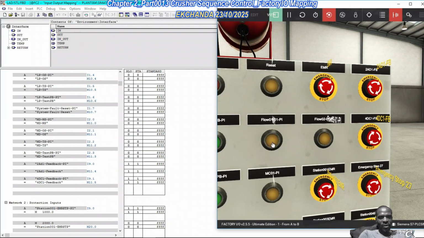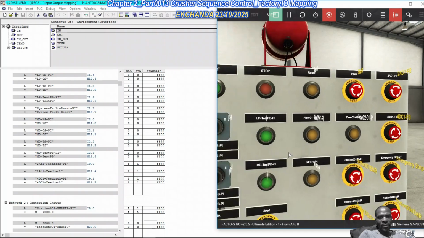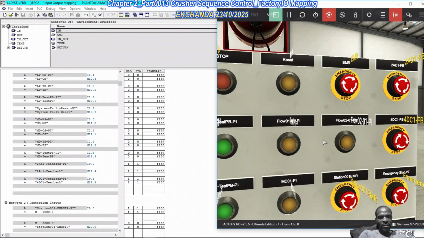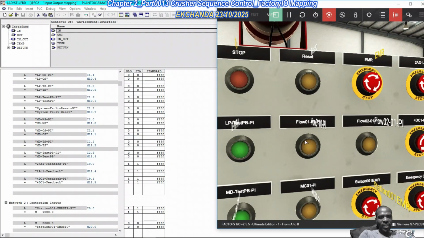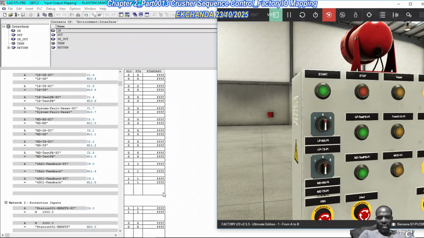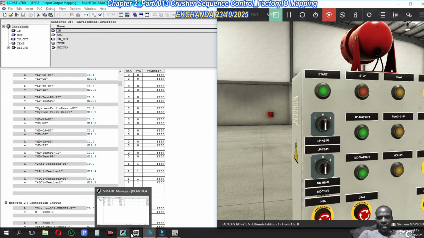So the same thing for the flow. When the system starts, we need to come to the operator panel for the lubrication system and the crusher main drive to simulate a flow in the system by pressing this push button, flow 0101 and then flow 0201. We need to come and press this to simulate that there's actually a flow. So that's where we're at with the whole system, like that.